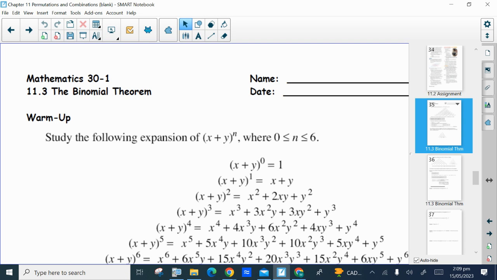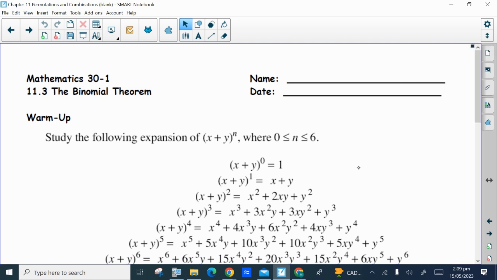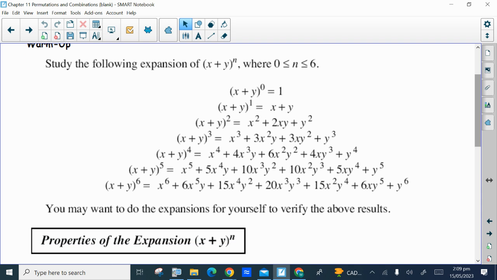So as a warm-up, we'll start to look at some expansions and recognize some patterns. What we have here is the expansion of x plus y to the power n, starting with n equals 0 all the way up to n equals 6. Those expansions are there for you. And again, we'll start to see some patterns forming here.